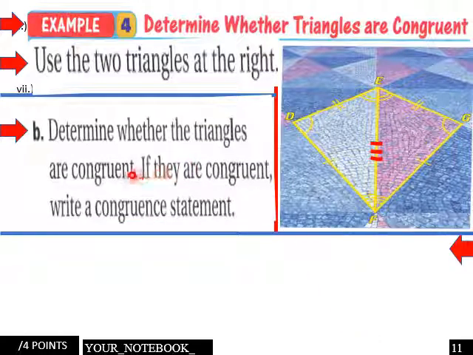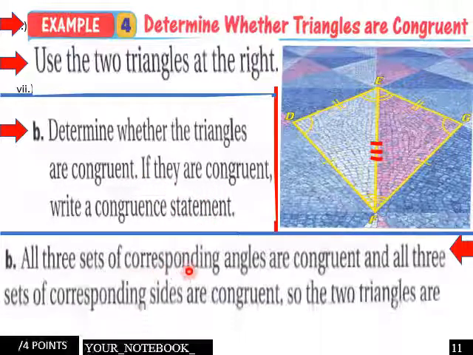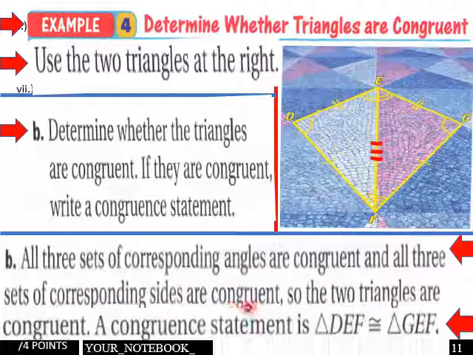Okay, determine whether the triangles are congruent. If they are congruent, write a congruent statement. All three sets of corresponding angles are congruent, and all three sets of corresponding sides are congruent, so the two triangles are congruent. A congruent statement will be right here. Triangle DEF is congruent to triangle GEF. These conditions here support this congruent statement.